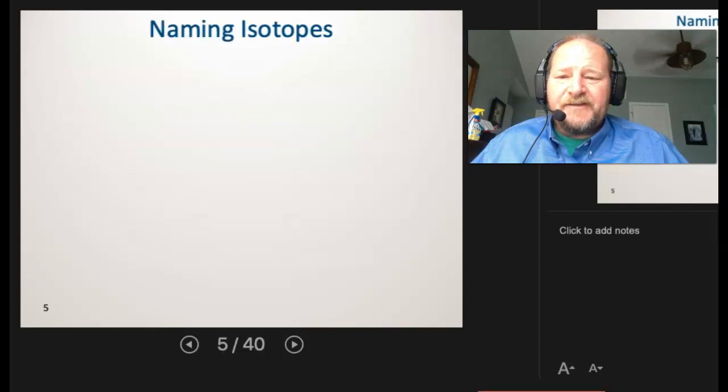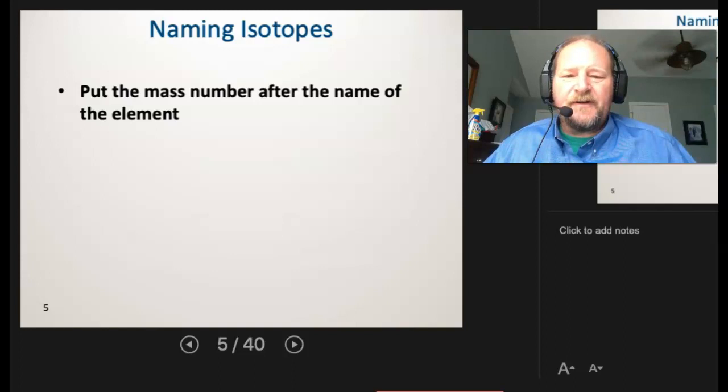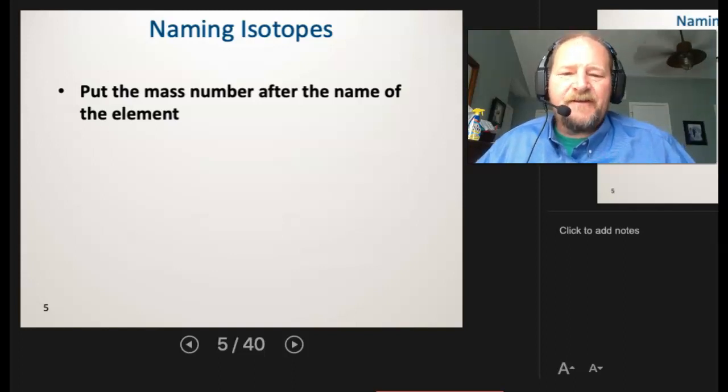So how do we deal with isotopes? Well, we name them. We name them out separately. And the way we do that is we take the mass number and simply hyphenate it after the name of the element.